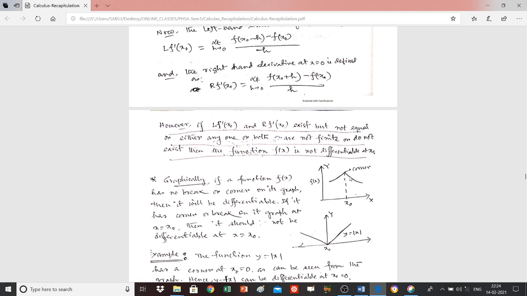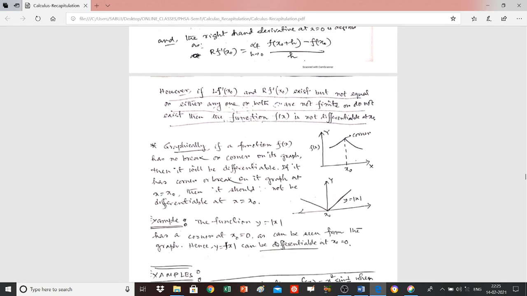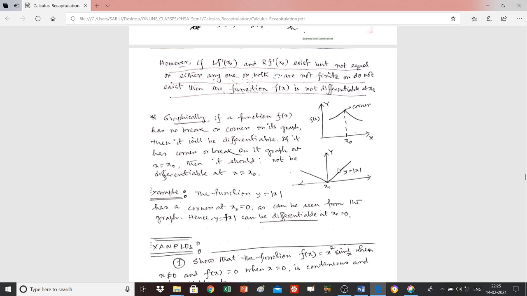So here is an example. It is the point x equal to x0. Here, see here, there is a corner of the graph. And if you draw a tangent here, the value of the tangent for this curve and for this curve are not equal. So in that case, the function is not differentiable with respect to x at the point x equal to x0. And similarly, another example is here. This is the plotting of y is equal to mod x.